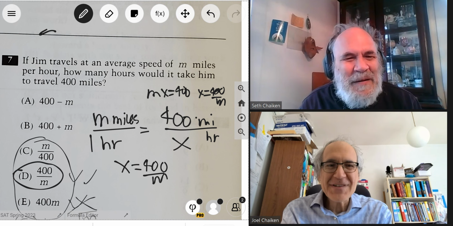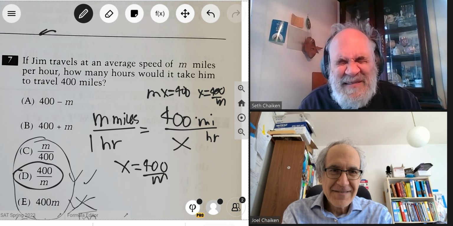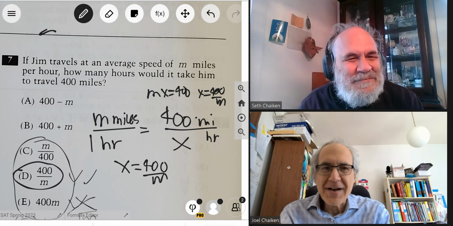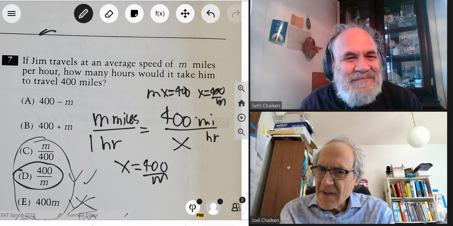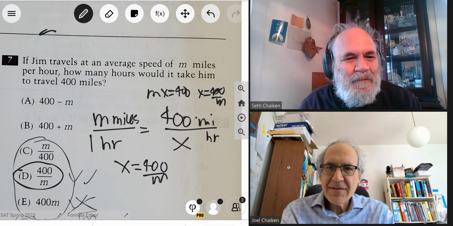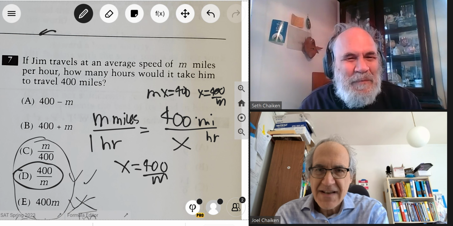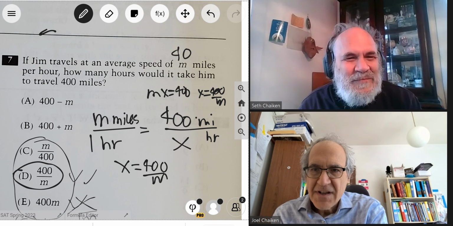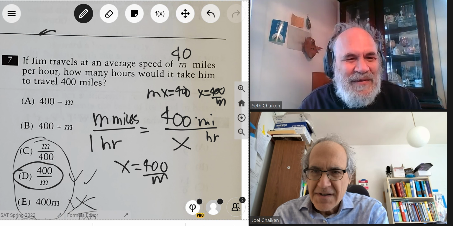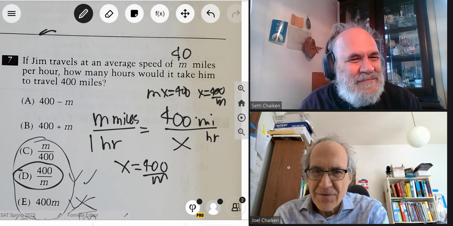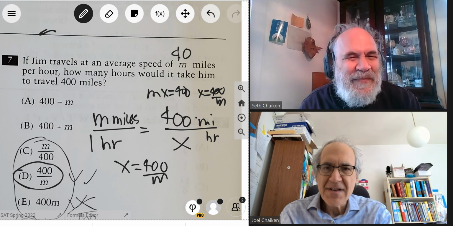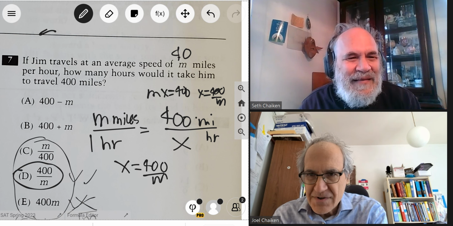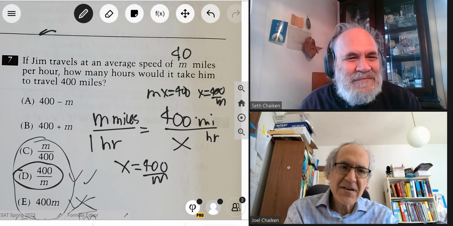So you're using more common sense. Yeah, common sense. There are a lot of ways to do it. You could always put a number in here. Let's say you put 40 miles an hour. If you go 40 miles an hour, how long will it take you to go 40 miles? Common sense says 10 hours, and that would be 400 divided by 40, which would give 10.